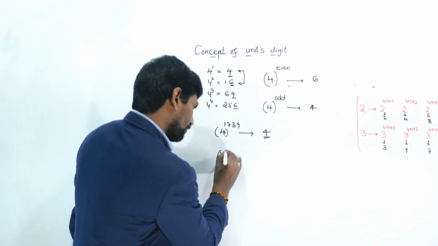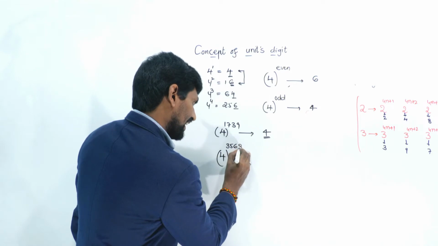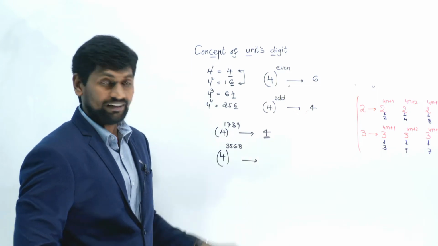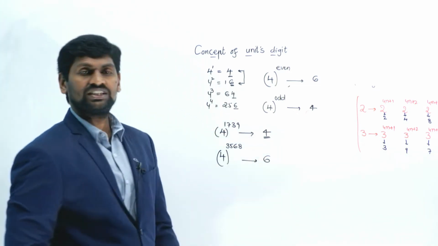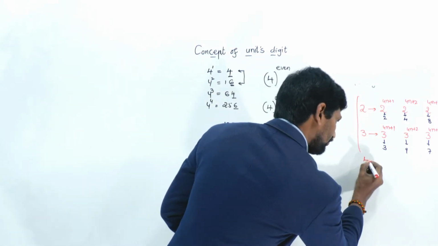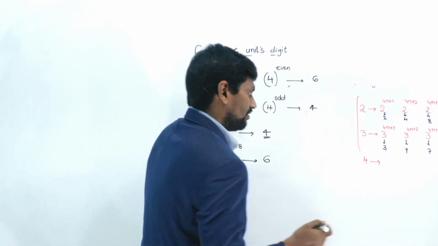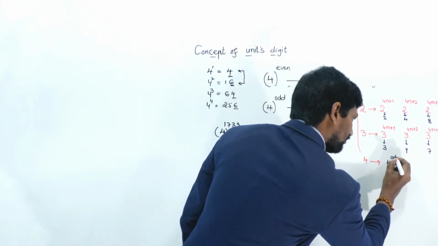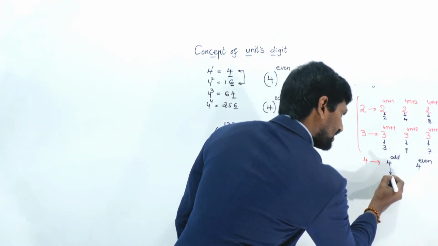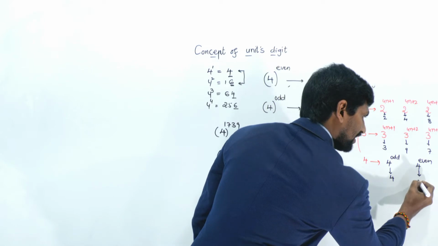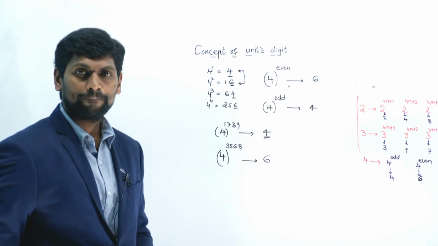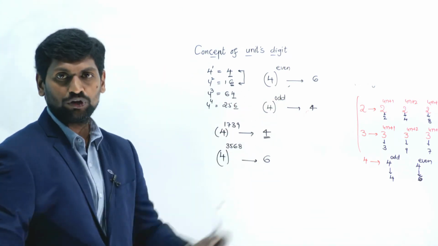Now let us see this: 4 power 3568. The power value 3568 is an even number, so it ends with the digit 6. You can remember the concept like this: 4 power odd number ends with 4, and 4 power even number ends with 6. Okay, this is the concept for 4.